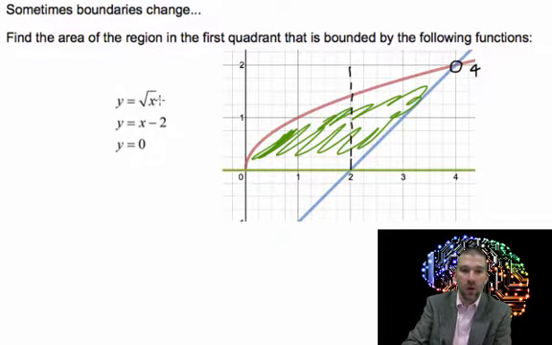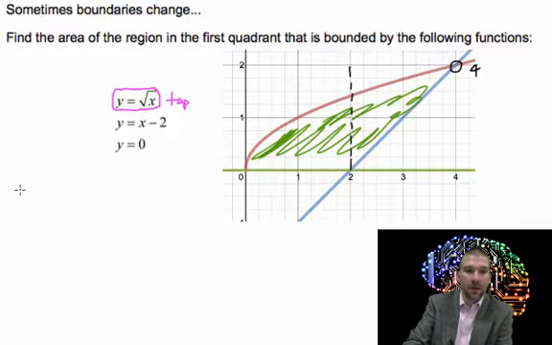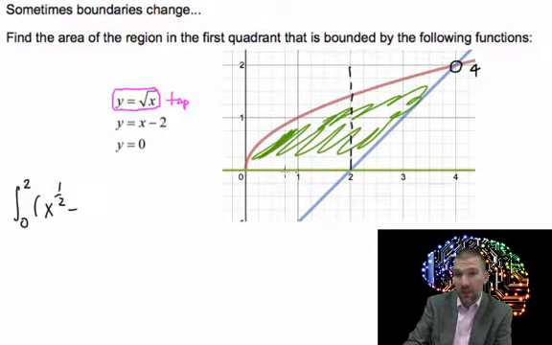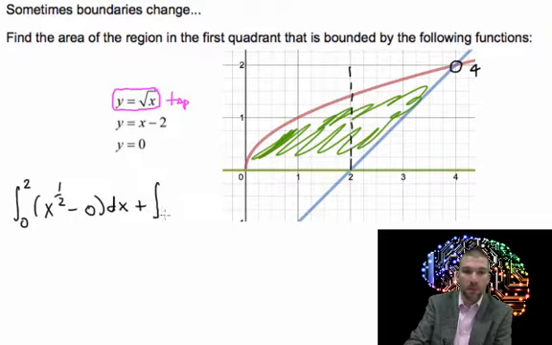So we're going to start off with our top function, which will always be this guy. He's always going to be on the top, okay? So the first integral will look like from 0 to 2, square root of x, or x to the 1/2 power, minus the bottom function, which in this case is the equation y equals 0. Plus, and then we go from 2 to 4.